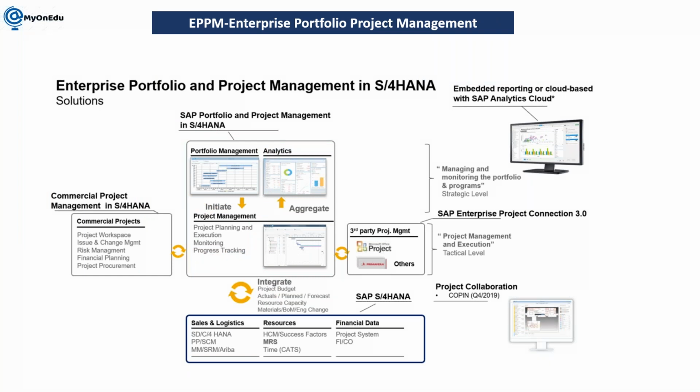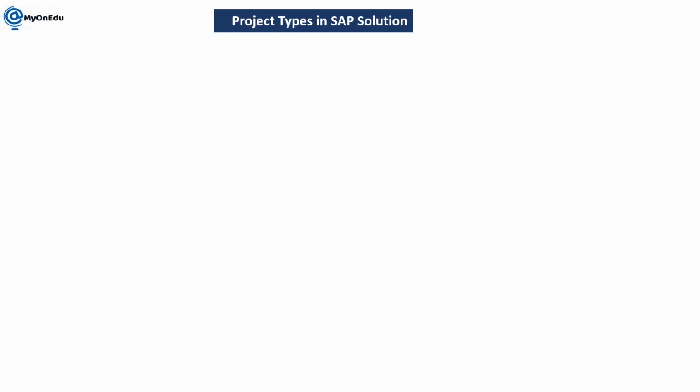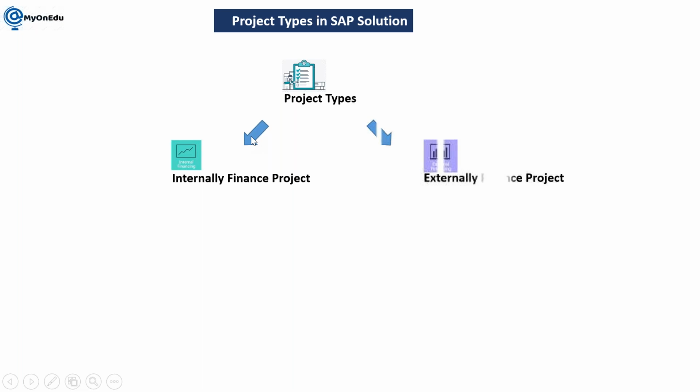Now, when we are understanding the project, different modules help us with different types of project. In SAP Project System, we have two major types of project. First is the internally financed project and another is the externally financed project. Internally financed projects are where the organization finances the project, like your capital project. Let's say you are the organization, and as per your requirement you want to construct one plant.